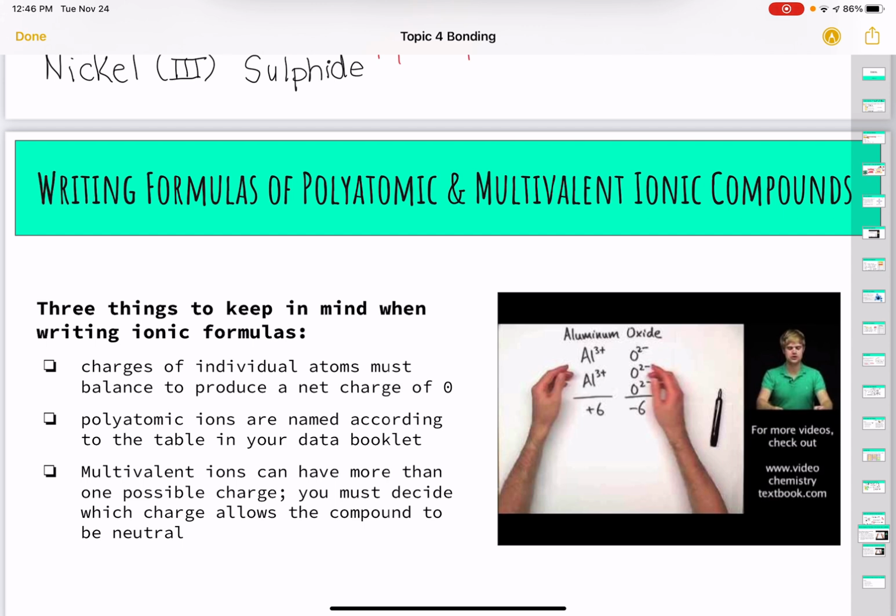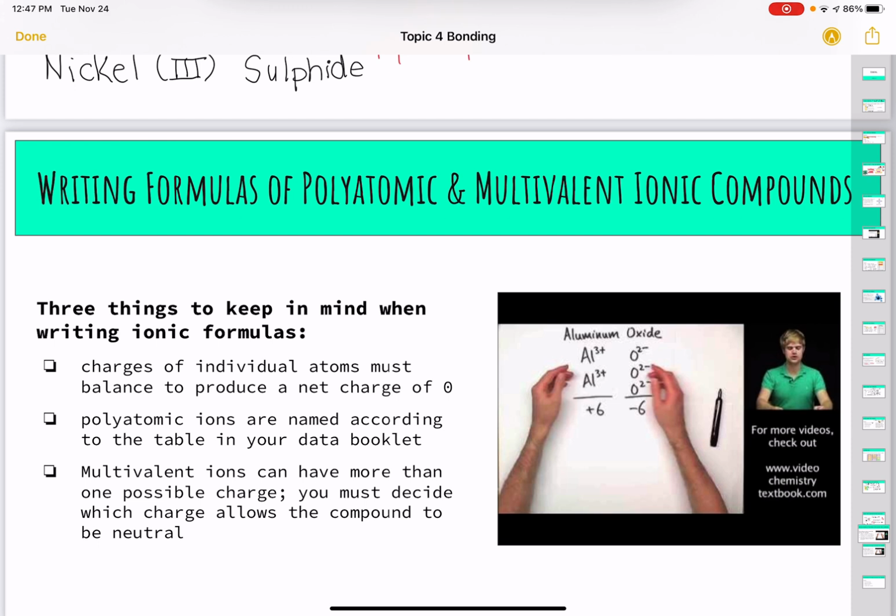Polyatomic ions are named according to the table in your data booklet, and I will post that data booklet, or that list, for you so that you can look back on it, but it's also in 5 or 6 slides before this one in the slideshow.